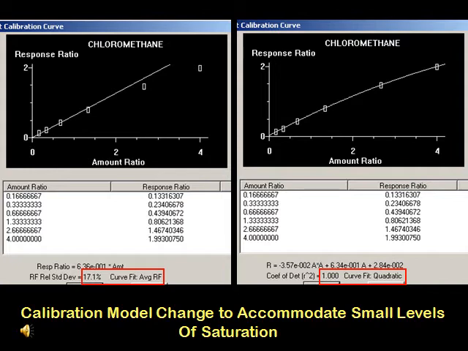In this example with the chloromethane curve, a small amount of saturation can be observed with the higher calibration points. These points, however, still have a substantial increase in their response ratio compared to the previous lower calibration point, and accurate quantitation of samples can occur if the proper calibration model is utilized. In this case, when the calibration model is changed to quadratic, the points are now well represented.